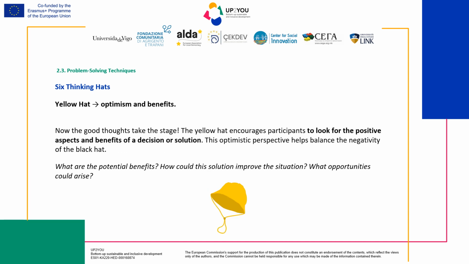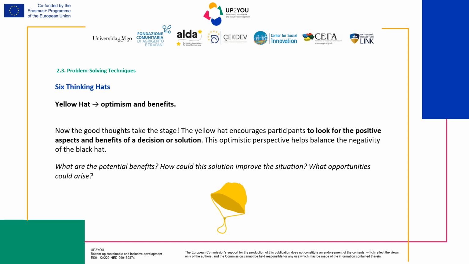Now that we have vented all negative thoughts, it's time to give space to positive ones. The yellow hat represents optimism and the identification of positive aspects in a decision or solution. When using this hat, participants focus on the potential benefits, opportunities, and positive outcomes that could arise. It encourages a constructive and hopeful mindset, highlighting the value of a solution and its potential for success.